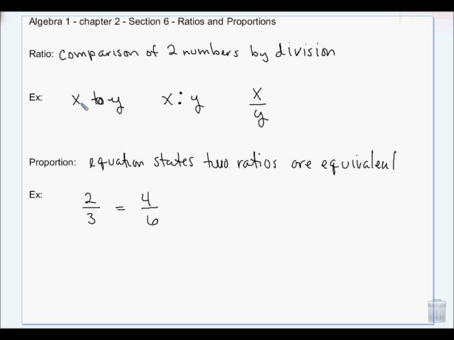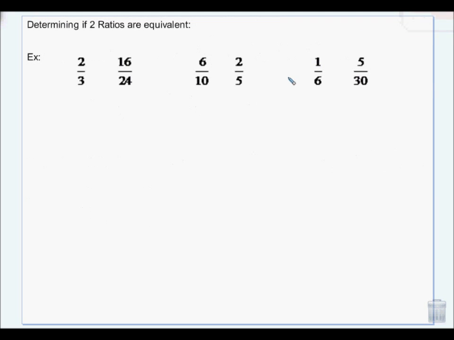Now, like I said, ratios can be expressed in three ways. Usually when you're talking about a proportion, you express the ratio as a fraction. That's the most common way to do it. It's the easiest way.